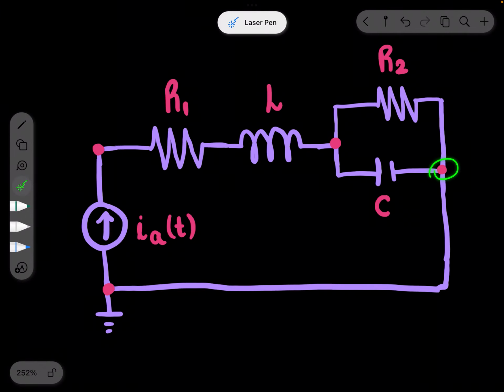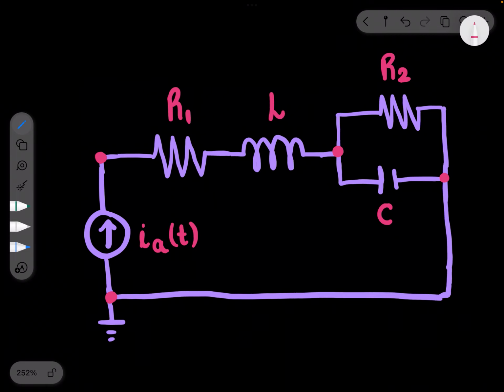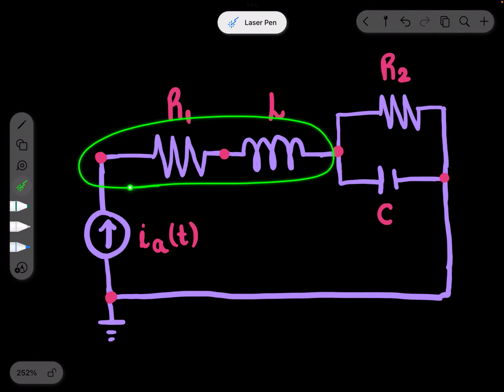Same thing, since this one is 0, this one is 0, since it's on the same line. But these ones aren't going to be 0. And also, since we're using force current analogy, it's also going to be useful to have a node, if I can call it that, in between the two components in series.